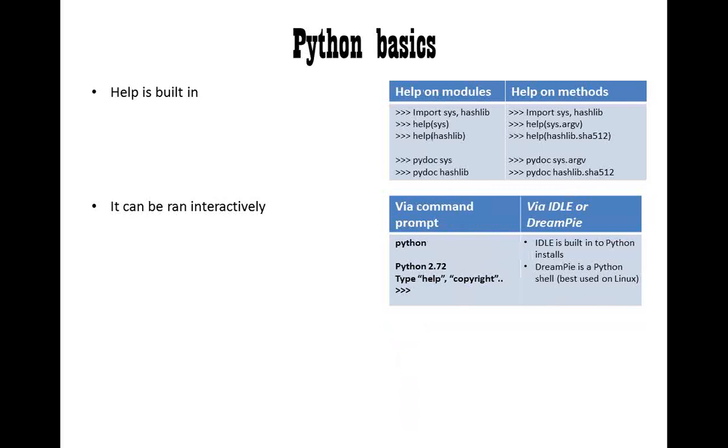It's got built-in help. Like, let's say the first column where you import the sys library and hashlib, just from a Python prompt, you can type help(sys) and get all the information, or help(hashlib), or you can type pydoc and then the module and get all of the documentation information. You can even go into the help on the methods, where you don't have to get the entire help information for the sys module. You can get it just for sys.argv.